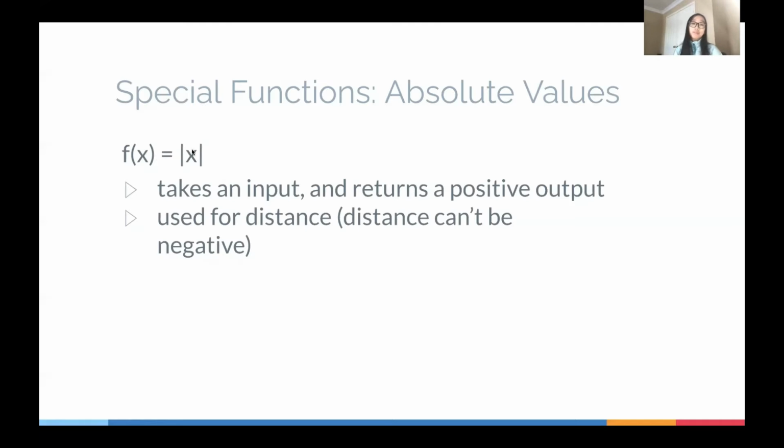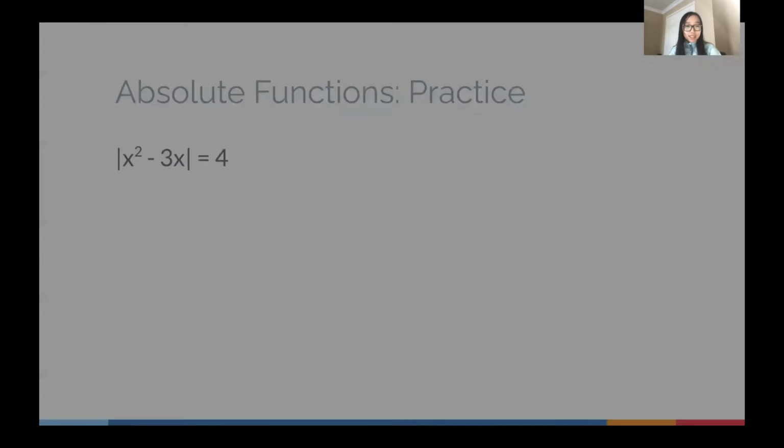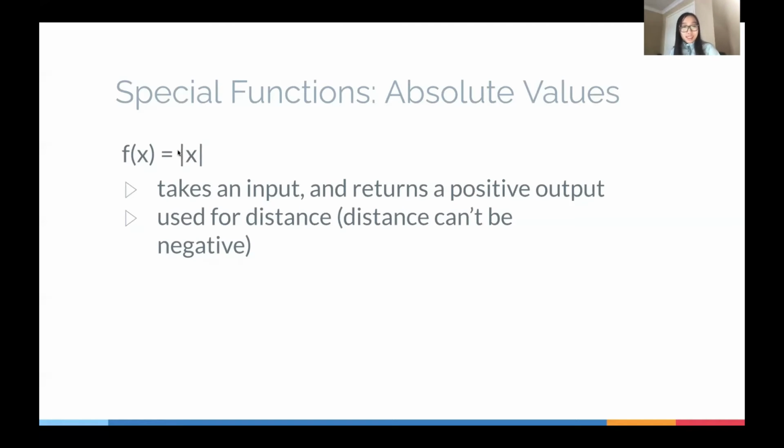So you might have seen the absolute function. Basically it takes an input and it'll return a positive output for every input. Essentially, you can also use this for distance, because the distance can't be negative. So for example, the absolute value of -4 is 4, because you can just think of this function as removing the negative value.